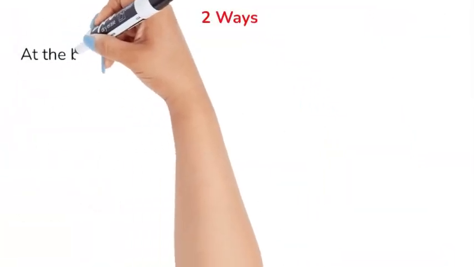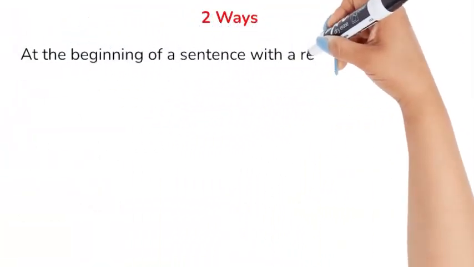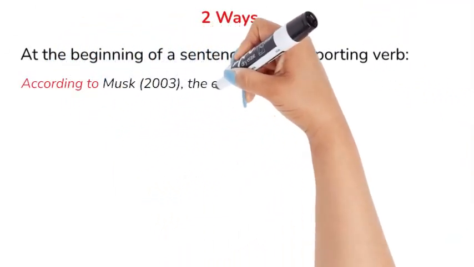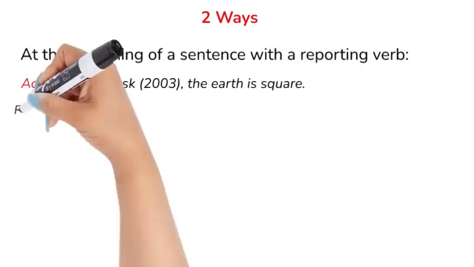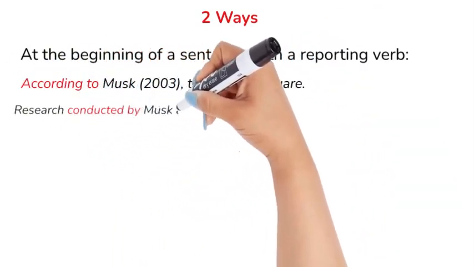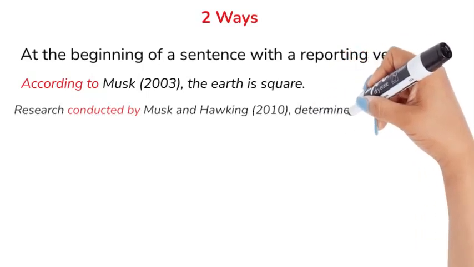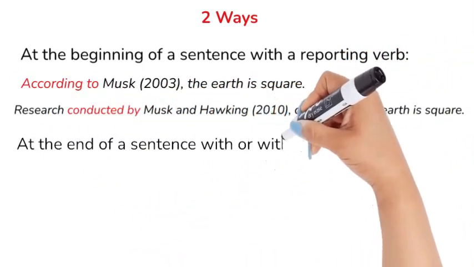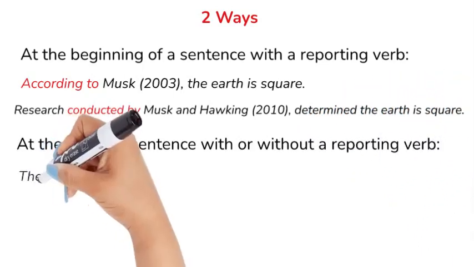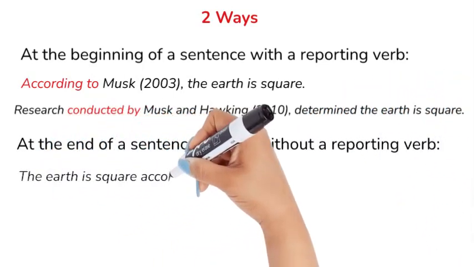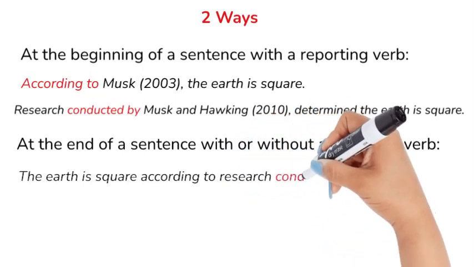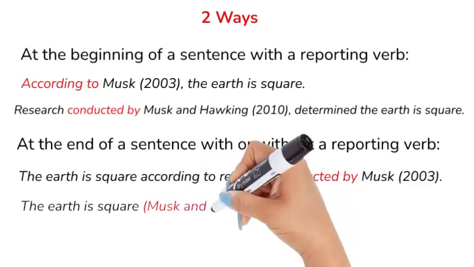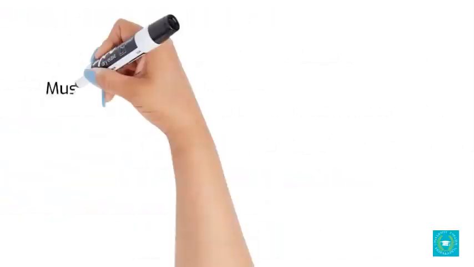There are two ways to use in-text citations with reporting verbs. At the beginning of a sentence, for example, according to Musk 2003, the Earth is square, or research conducted by Musk and Hawking 2010 determined the Earth is square. Or at the end of a sentence, with or without a reporting verb. For example, the Earth is square according to research conducted by Musk 2003. Or the Earth is square, Musk and Hawking 2010.